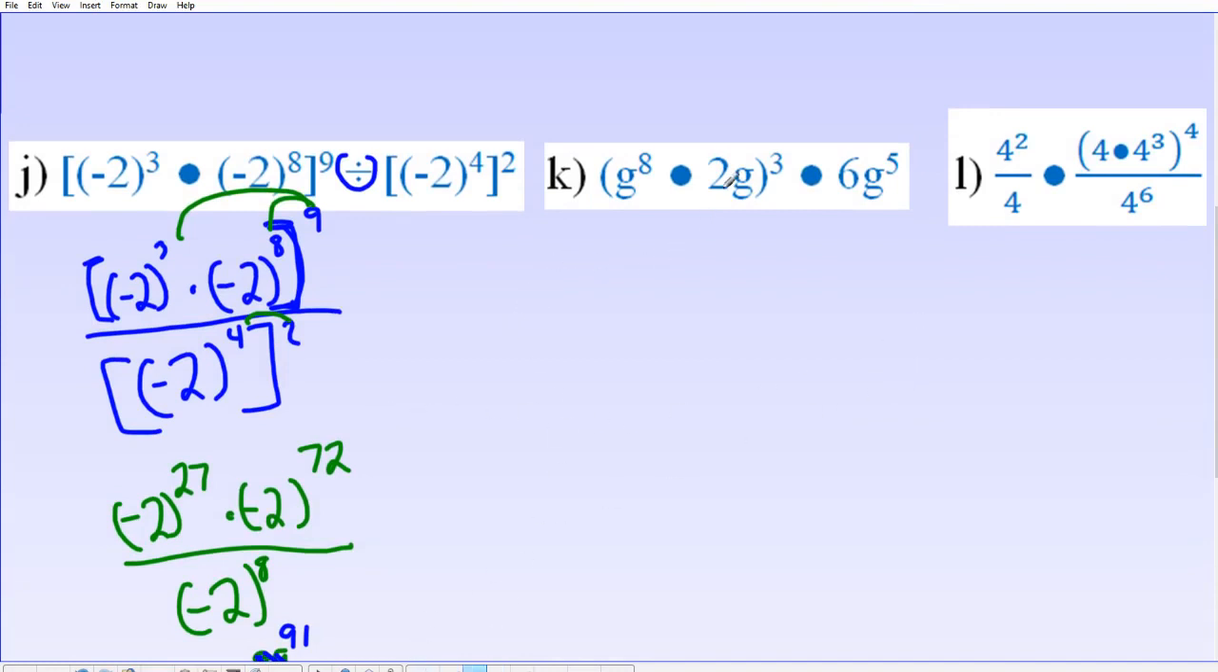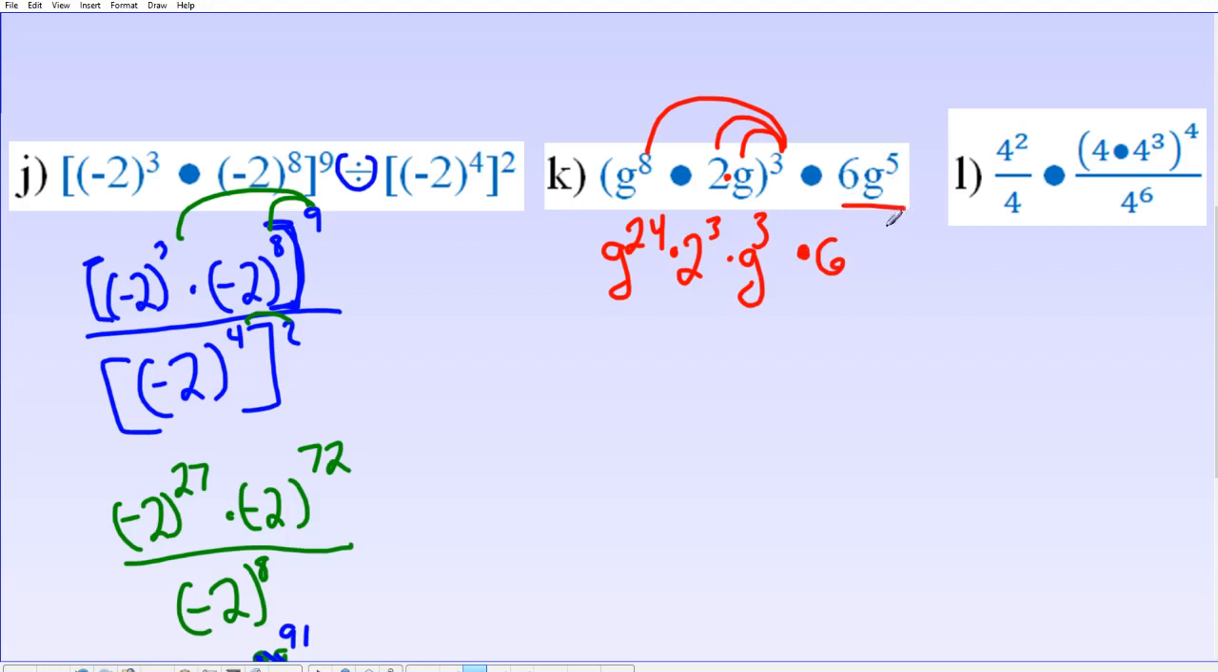Letter K. Parentheses, times this exponent, times this exponent, times this exponent. All of these things are being separated by multiply, so they each have their own exponents. This has an exponent, this has an exponent, this has an exponent. And you might have forgotten that this 2 needed an exponent. So what we should get after we distribute the exponents is g to the 24th power, 2 to the 3rd power, g to the 3rd power. If you got that far, hey, congratulations. Good job.